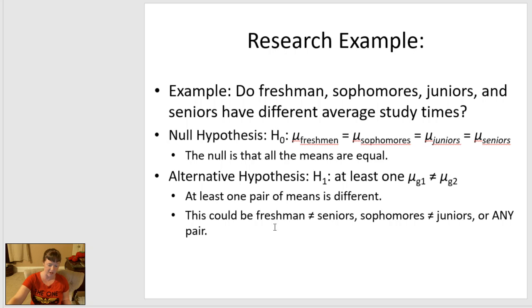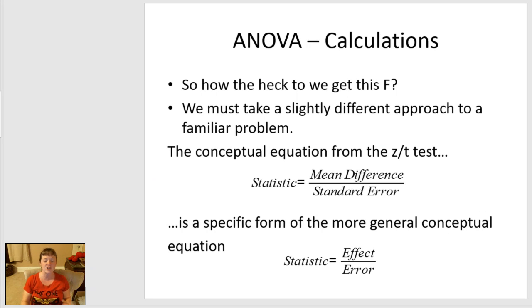It could be that the freshmen are different from the seniors. It could be that the sophomores are different from the juniors, or any pair. Seniors are different from the juniors, freshmen are different than the sophomores, who knows? Or they could all be. But the alternative is just that at least one pair of means is different from each other. That is the null and alternative hypotheses. So how am I going to get this F statistic, right? Now that we've set up the rationale for it, now that we've wrapped our head around what it is, how are we actually going to calculate it?